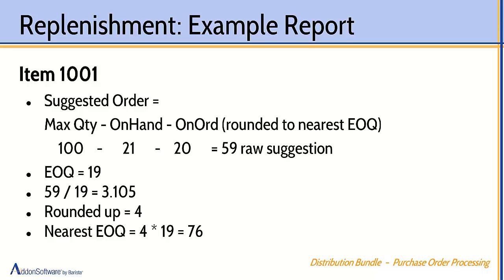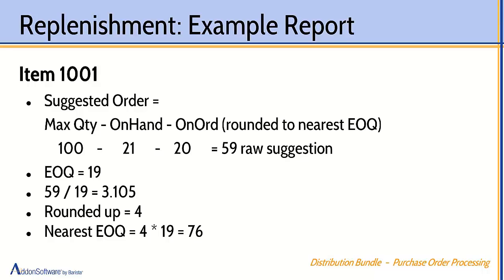So if we had item 1001 and that item had a maximum quantity of 100, an on-hand quantity of 21, and an on-order quantity of 20, that gives us a raw suggestion of 59. So the suggested order quantity equals the maximum quantity minus the on-hand minus the on-order, for a raw suggestion of 59. Doing that math, 100 minus 21 minus 20.